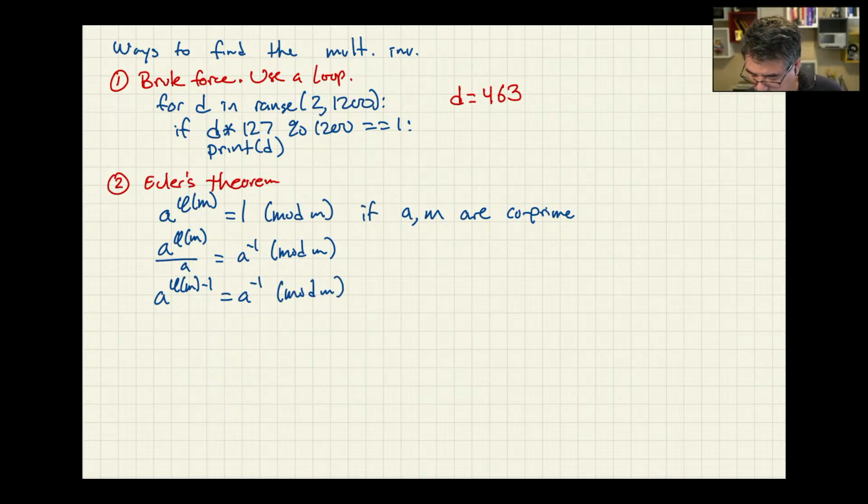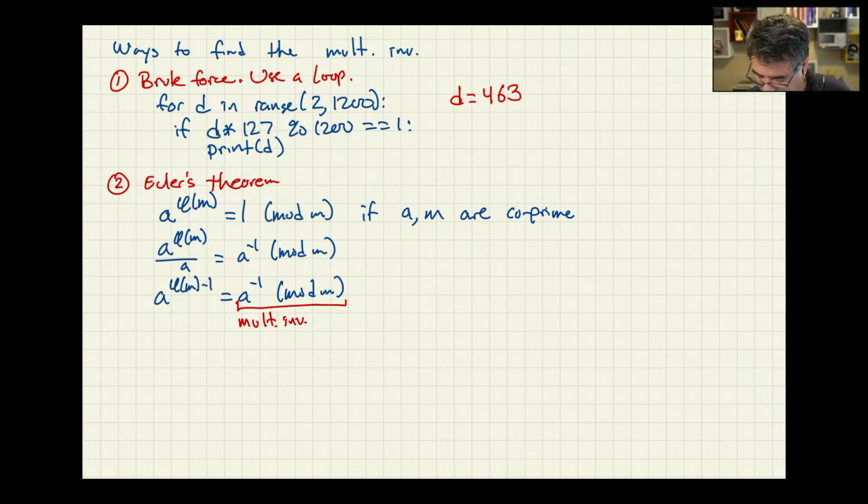And this is an important derivation because this right-hand side is what we're trying to calculate. This is the definition of what the multiplicative inverse is. It is the reciprocal of a mod m, and we can calculate it this way.